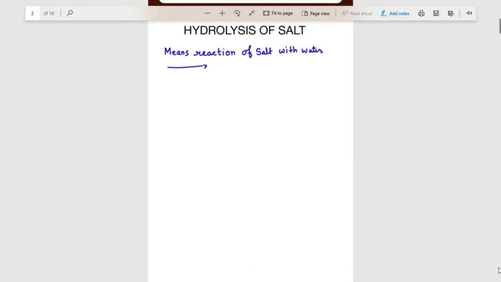So when a salt will react with water, water will give H plus ion or OH minus ion to the salt. Right. So it is a type of acid base reaction. Let us see the Bronsted acid and Bronsted base relation, because there is a transfer of H plus ion. We'll see how it is taking place. So let us discuss the first case.